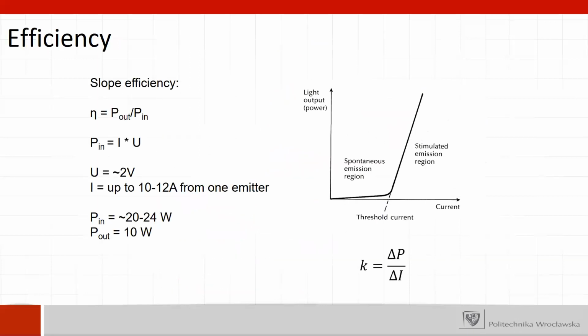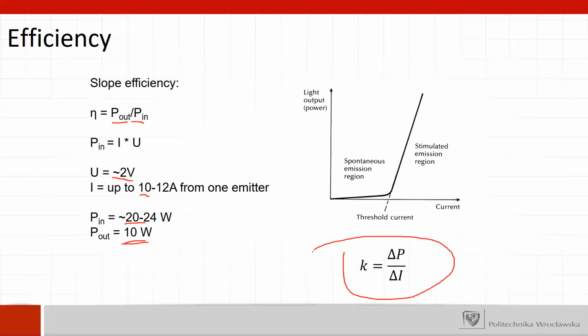As I said, the efficiency is usually quite large, because the efficiency is understood as the output power to the input power. The input power is electrical power. Let's assume that one emitter needs 2 volts and requires 10 amps of current, and we can get up to 10 watts of output power from this kind of laser. So we deliver 20 watts and we get 10 watts of output power. This is a huge efficiency, because this is up to 50%.